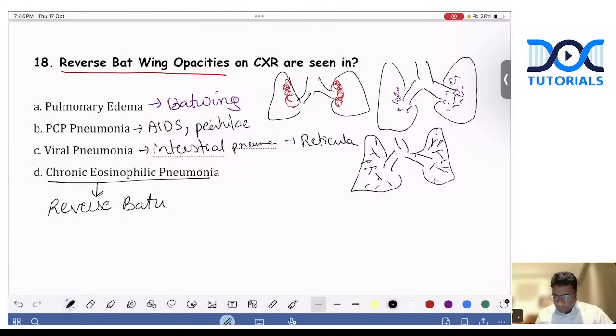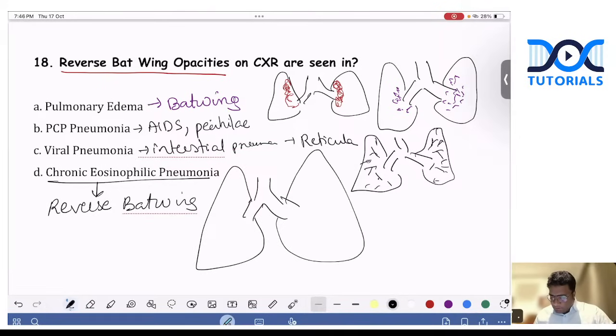Reverse bat. So these are peripheral opacities. Imagine this is the chest radiograph, and you will see peripheral opacities, sparing the perihilar region. They are involving the periphery of the lung. This is what reverse batwing is, and reverse batwing is chronic eosinophilic pneumonia. Remember, reverse batwing for chronic eosinophilic pneumonia can also be seen in organizing pneumonia.